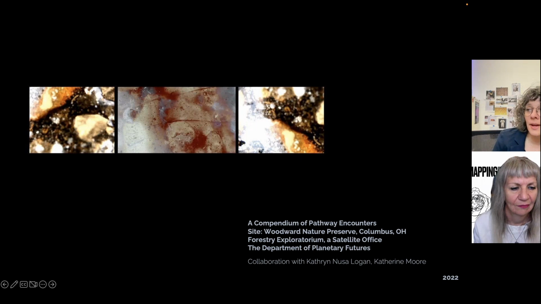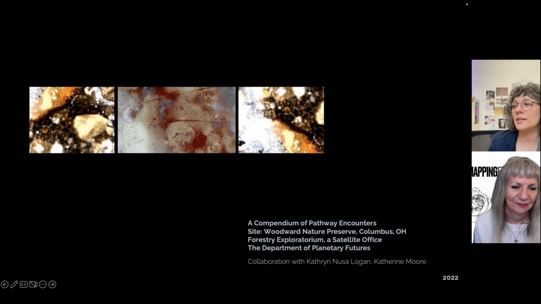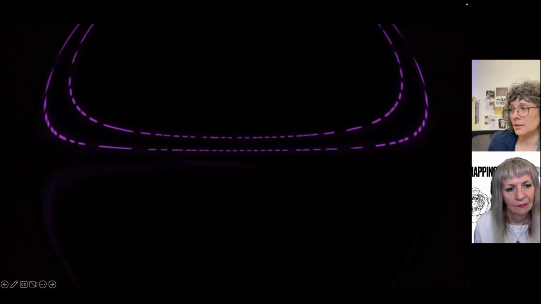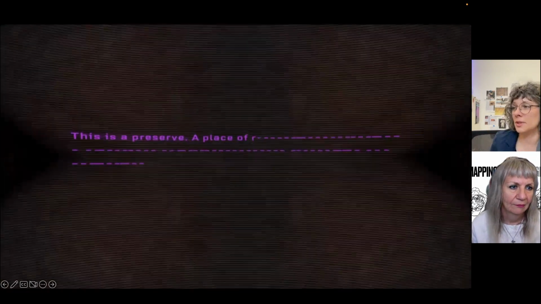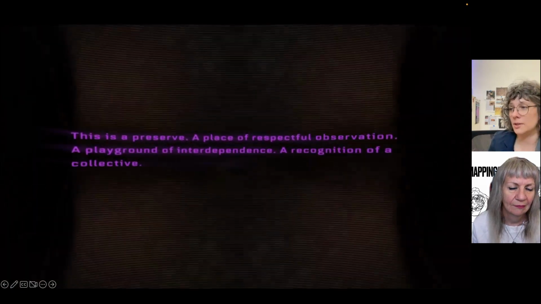A compendium of pathway encounters is composed of scientific, experiential, and embodied data collected over the course of several months by the Forestry Exploratorium, which is a satellite office at the Woodward Nature Preserve in Columbus, Ohio. As a practice, the Exploratorium personnel, Catherine Nusa-Logan and myself, visited the site 12 times, often accompanied virtually by Catherine Moore, during the first 6 months of the year of 2022.